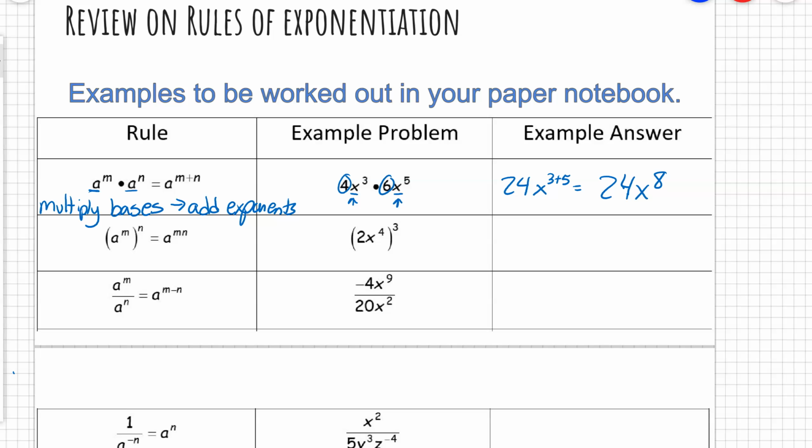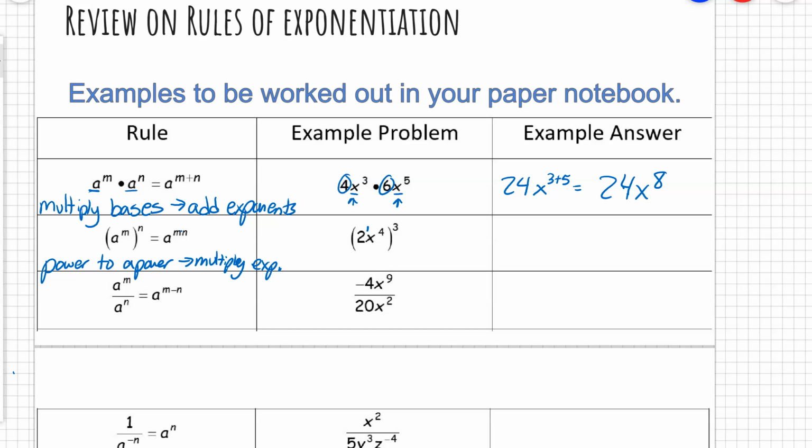Now, whenever we have a power to a power rule, we need a little bit more than adding those. So what's a little bit more than adding? Multiplying. Okay, so whenever you have a power to a power, you have to multiply the exponents.